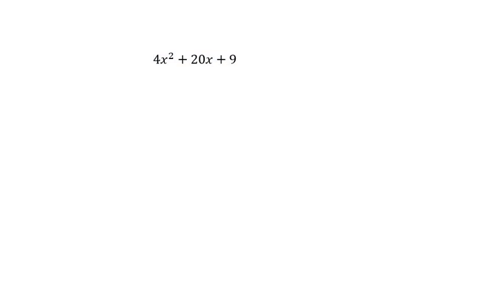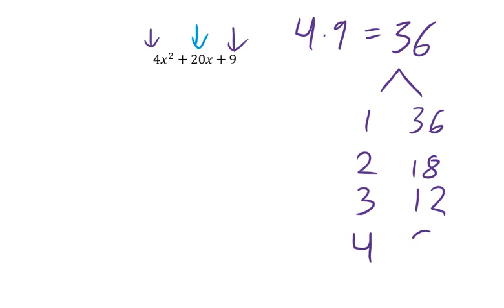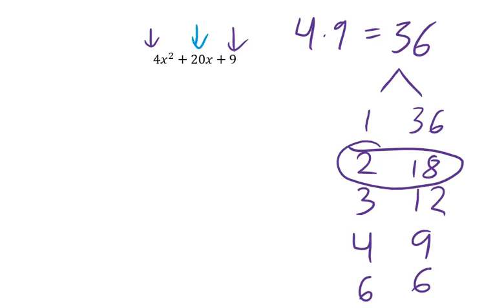I take my leading coefficient and my constant. I do 4 times 9. I get 36. I think of the numbers that are going to add up to positive 20 and multiply to 36. I just keep thinking of all the different factors, and I can stop when I actually find one that adds up to 20. So I could have stopped way up here. This adds up to 20.